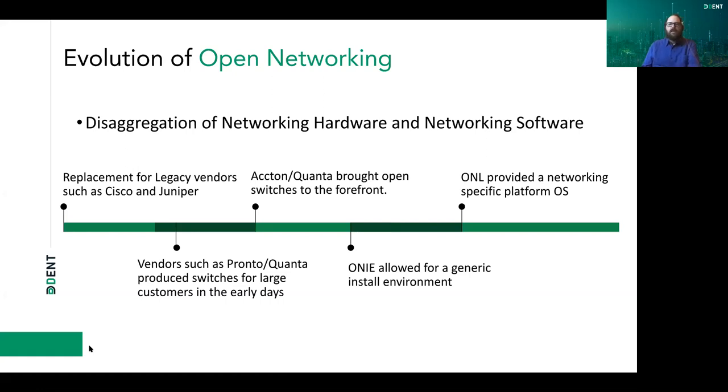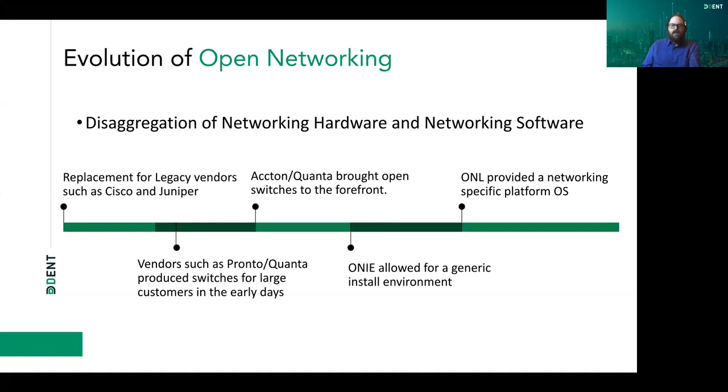So I use Pronto, which is now a part of Quanta, as one of the early open networking companies, and they started producing switches for some large vendors who were looking at options. And then Accton, EdgeCore, and Quanta started producing switches en masse, right? We started seeing things like the Accton AS5712, which is by far one of the most used switches out there, at least from the standpoint of labs and doing open networking testing and things of that nature.